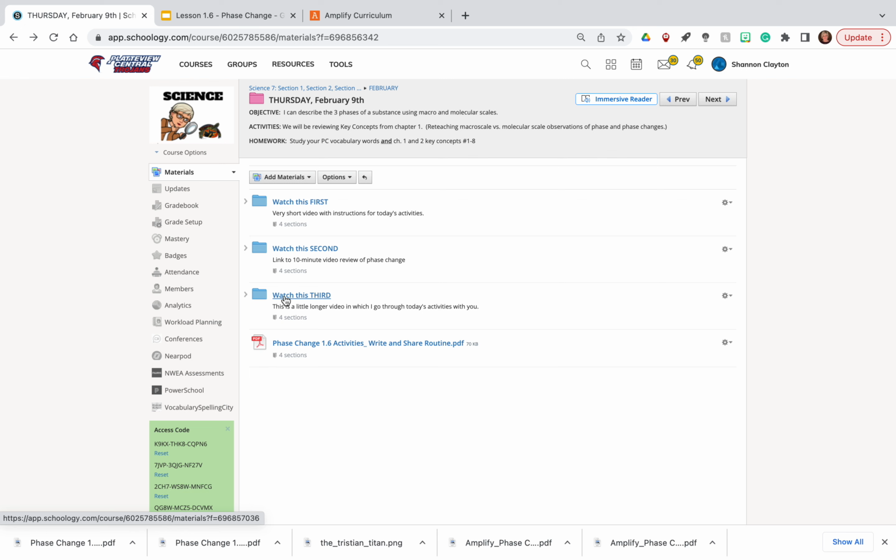This is when I'm going to go through today's activities with you. There are some things in lesson 1.6 that I skipped over because I honestly thought that you guys had a better grasp of what solid, liquid, gas were, what the changes were, the phase change. And so again, I'm trying to reteach some of this material. And so we're going to go over that and it'll take a little bit longer.